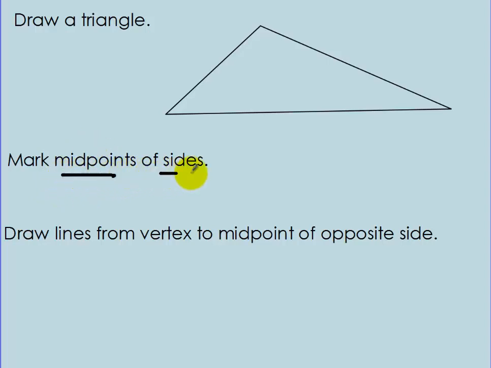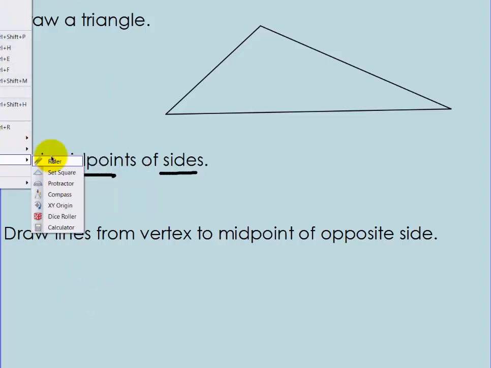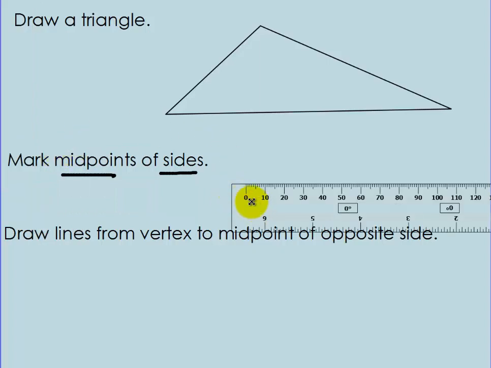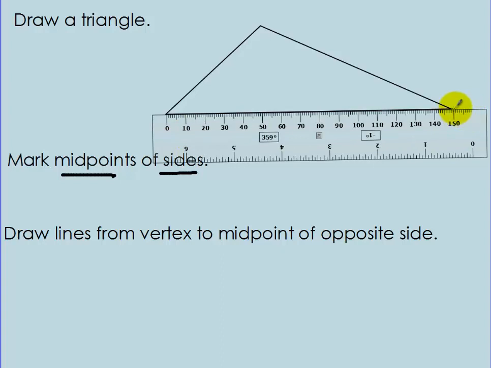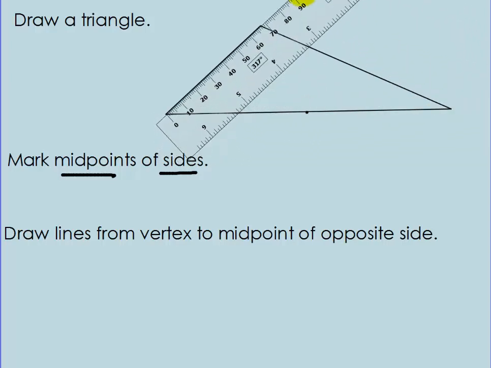When I say mark the midpoints, the way I do this is with a ruler. So I'm going to pull out my ruler tool, and with that ruler, I'm going to measure each side and put a dot at the midpoint. If I measure this side first, it looks like about 150 millimeters, so the midpoint will be a little under 75, right there. For the other side, that's about 68, so the midpoint's going to be at about 34, which is about right here.